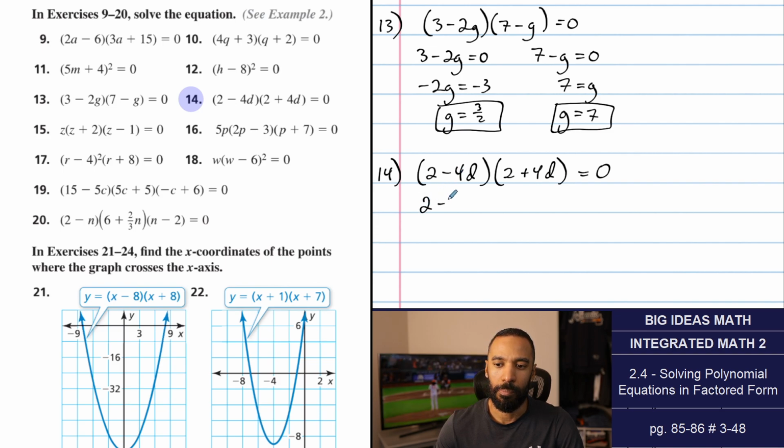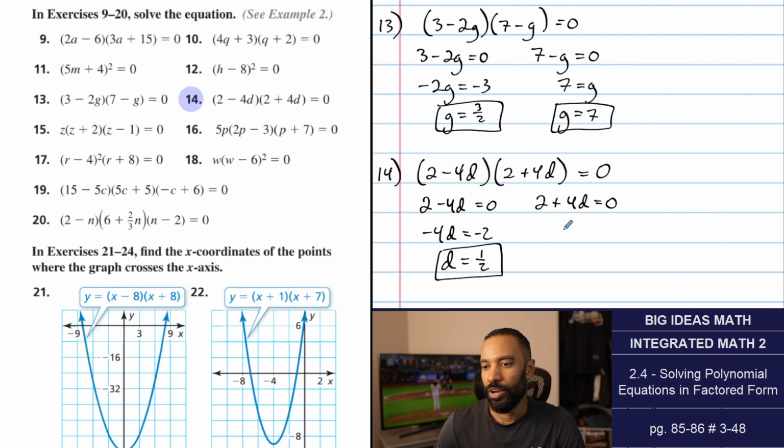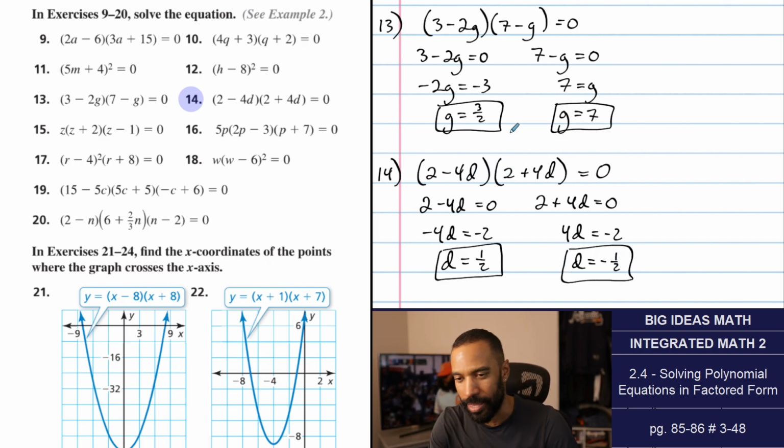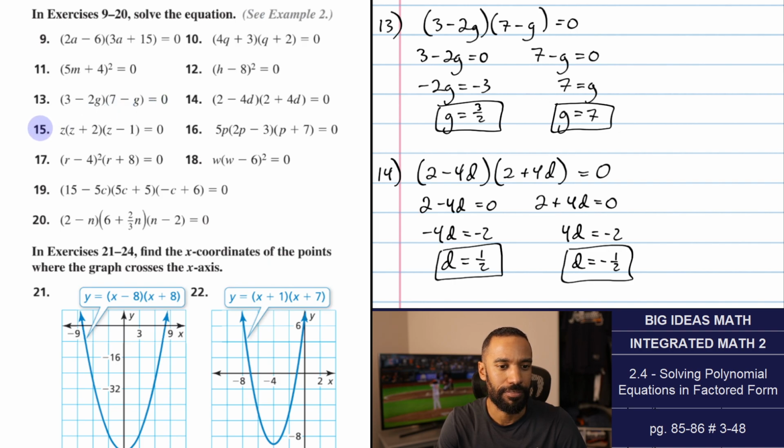So either 2 minus 4d equals 0 or 2 plus 4d equals 0. Subtract 2 from both sides and divide both sides by negative 4. You get 2/4 or 1/2 as a reduced fraction. Here I subtract 2 from both sides and divide both sides by 4 and I get negative 1/2. Kind of one of those difference of two squares bits when you multiply that out, which is not what we're doing, but I'm just saying those are the two solutions, positive or negative 1/2.